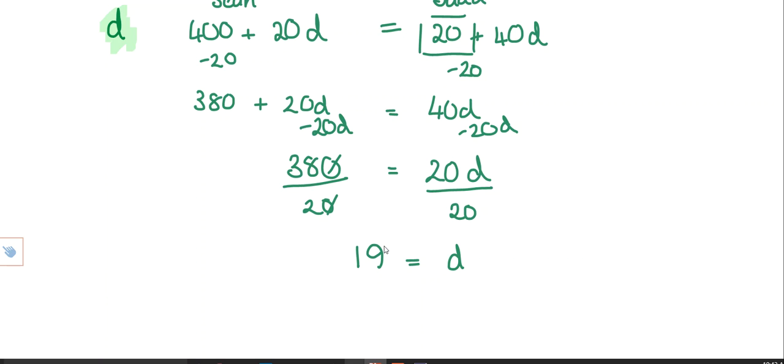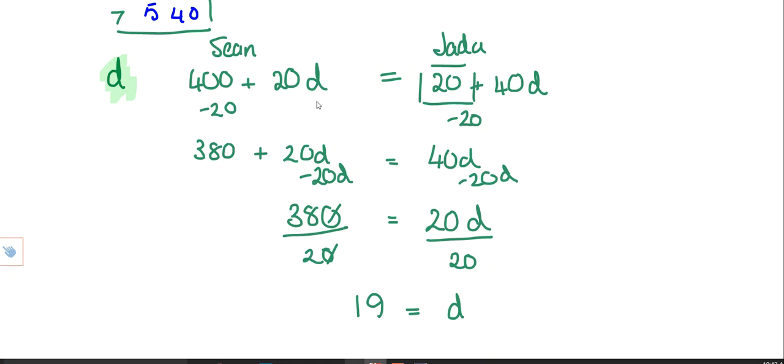780. And how would I find that out if I've got my algebra? So after 19 days, how many shells did they have? How would I find out? 19 times 3. For who? For Jada? Yeah. So Jada has 20 plus 40 times 19. Sean has 400 plus 20 times 19.